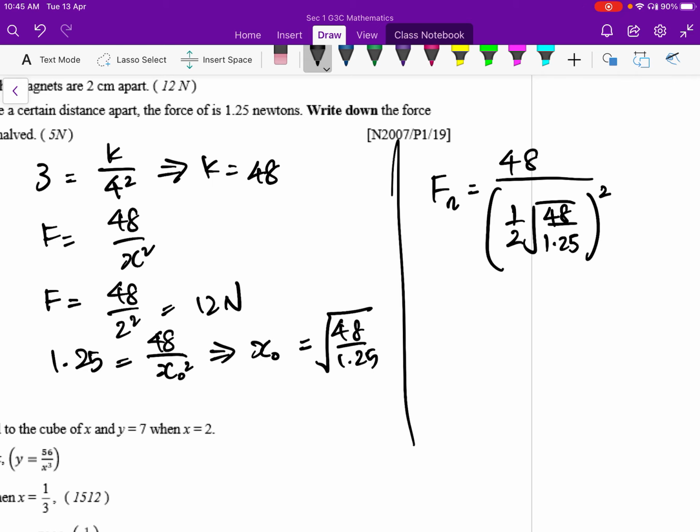Notice I left everything exact form. I didn't want to evaluate, in case I get many decimal, then there will be some rounding off, so troublesome. Okay, now I key everything into my calculator. Root 48 divided by 1.25. I'm going to square that. Then I'm going to divide this by 4. And 48 divided by the answer. So we get 5 newtons. Just like that.